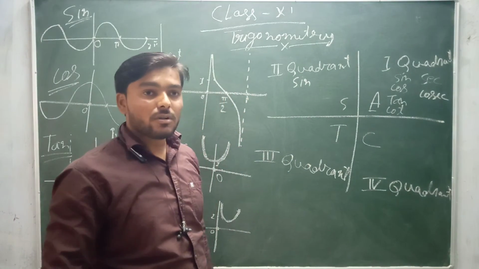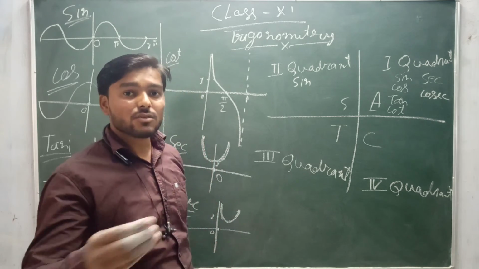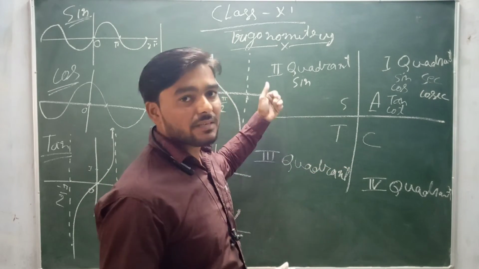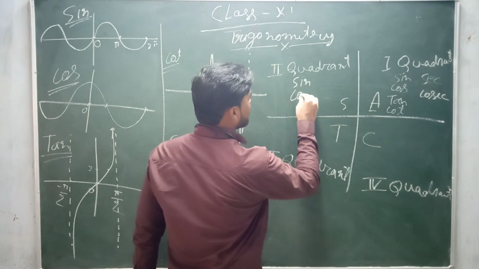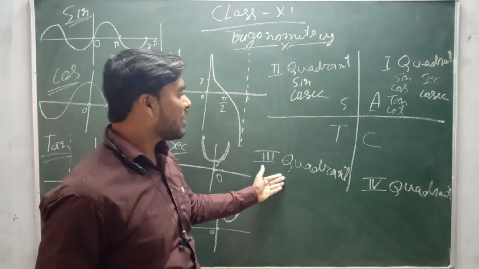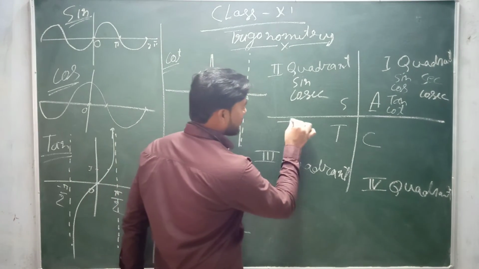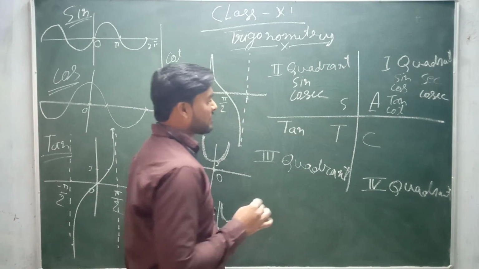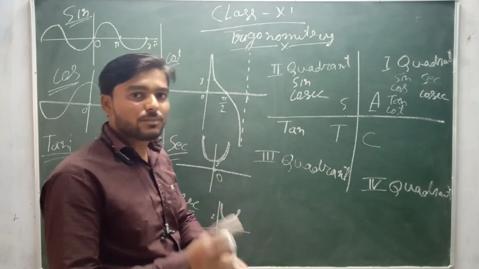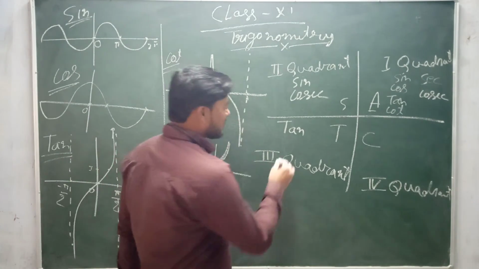And sine also has a relation with another trigonometric function, that is cosec. Both are reciprocals of each other. So sine and cosec will be positive in the second quadrant. Now comes the third quadrant. Third quadrant, T. T means tan. Tan will be positive in the third quadrant. It also has a relation with cot. Both are reciprocals of each other. So cot and tan will be positive in the third quadrant.